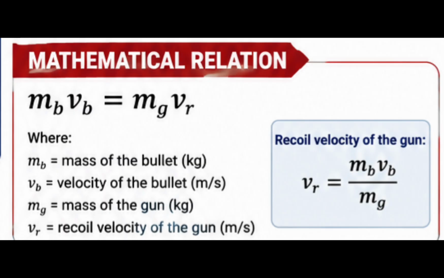So this is how the recoil of a gun can be expressed mathematically. The mass of the bullet multiplying the velocity of the bullet is equal to the mass of the gun multiplying the velocity of the gun.